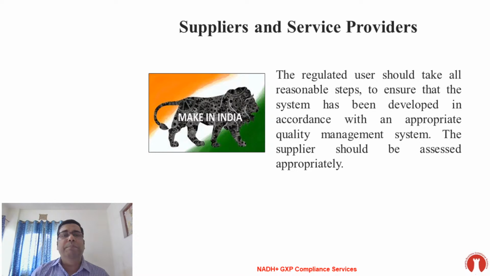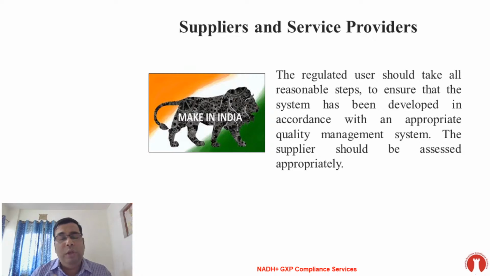And a very important thing is, the user should take all the steps to ensure that the system is developed in line with the quality management system. The supplier should be assessed appropriately. Meaning, when you do the audit or evaluate the supplier, they should have a quality management system. They should have change management, incident or deviation management, and SOPs.